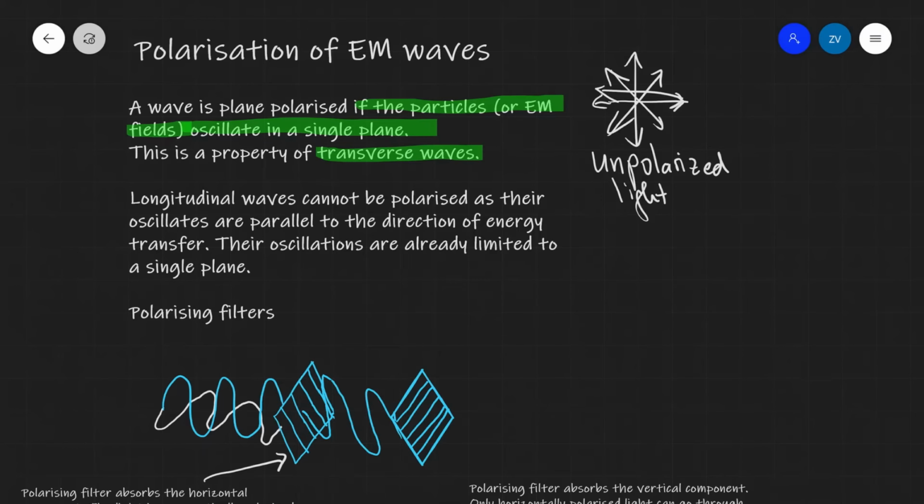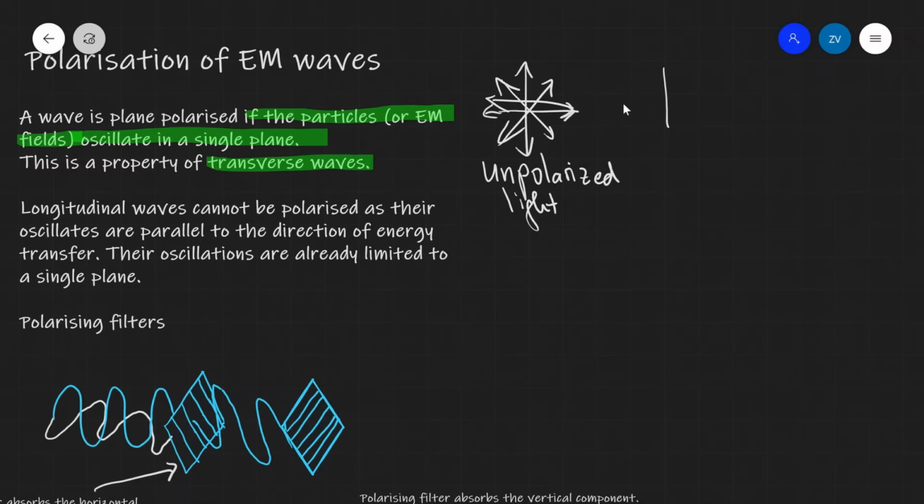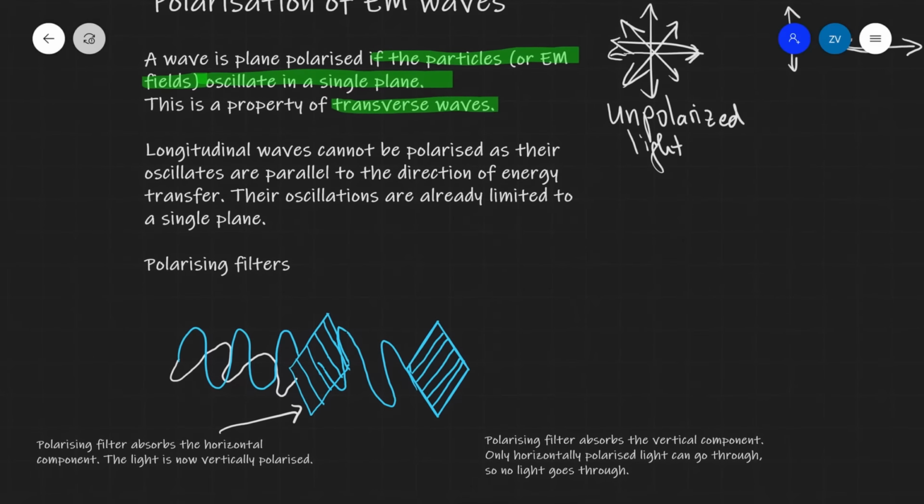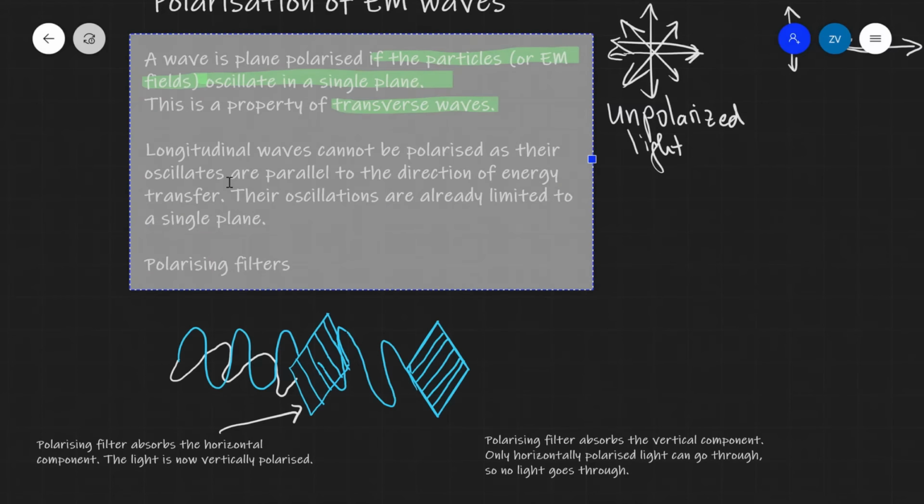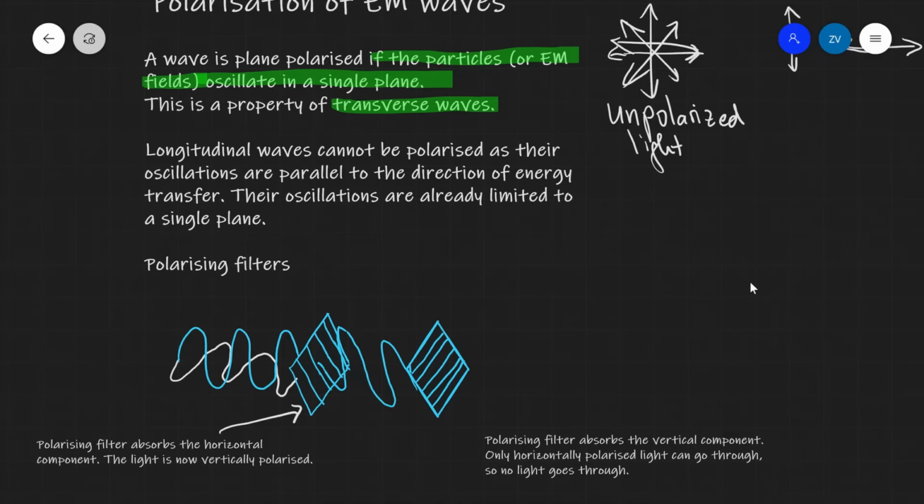If we had vertically polarized light, we'll just represent it by this double arrow. If we had horizontally polarized light, we'll just represent it by this horizontal arrow. Very importantly, longitudinal waves cannot be polarized as their oscillations are parallel to the direction of energy transfer. Let's just change that. This should really say oscillations like that. But as I said, longitudinal waves cannot be polarized. Their oscillations are parallel to the direction of energy transfer. And because of that, they're already limited to a single plane.